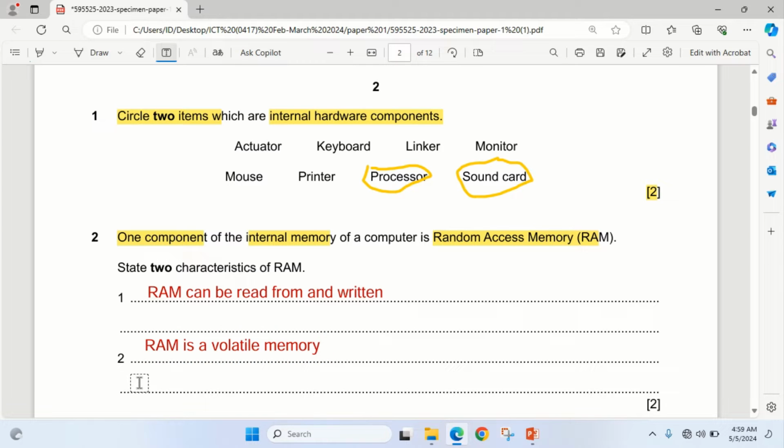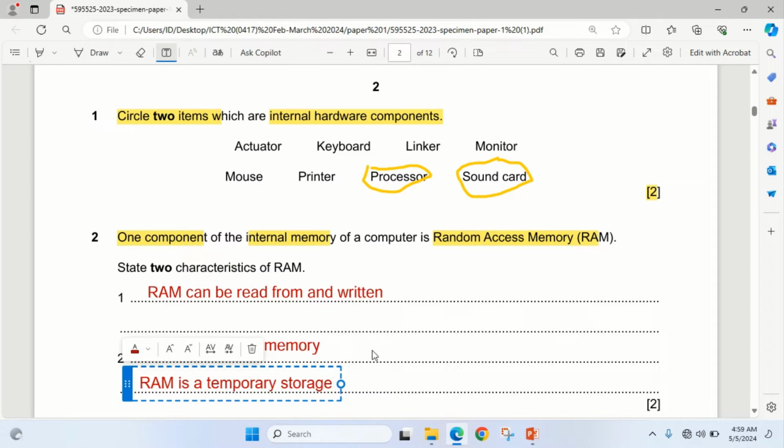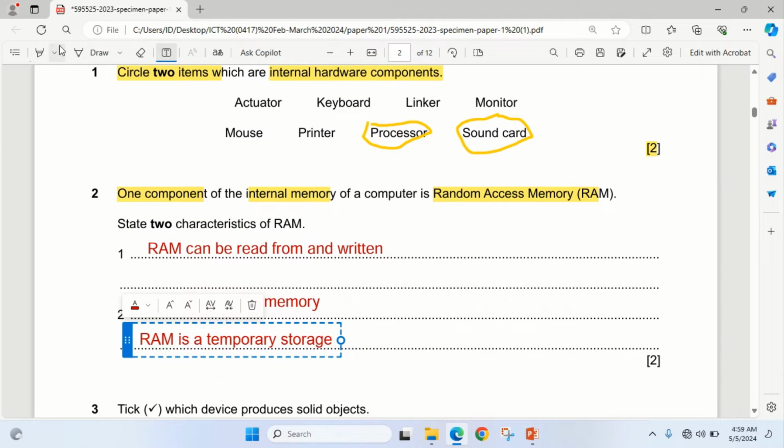Actually, the question asks you for 2 and it has been numbered, so you write 2 temporary storage. So you write any 2 correct points. It has been numbered, so that will earn you 2 marks here. Please take note of that. RAM is a temporary storage.